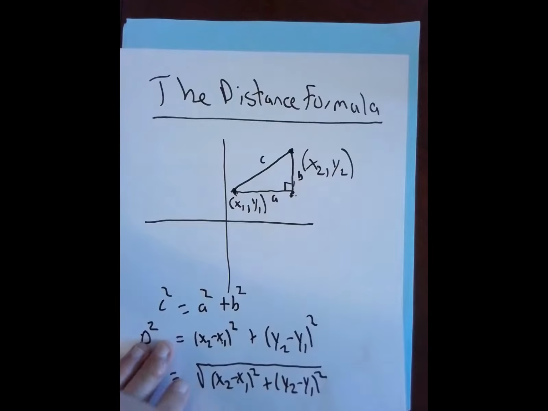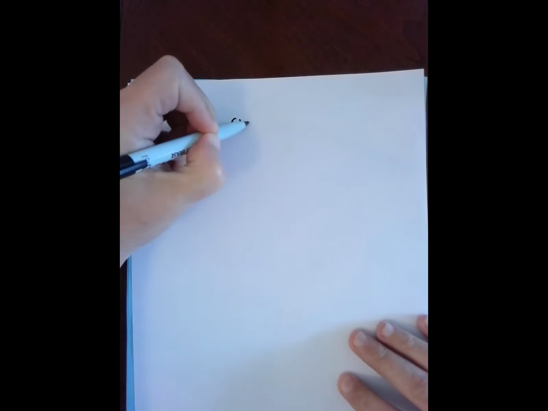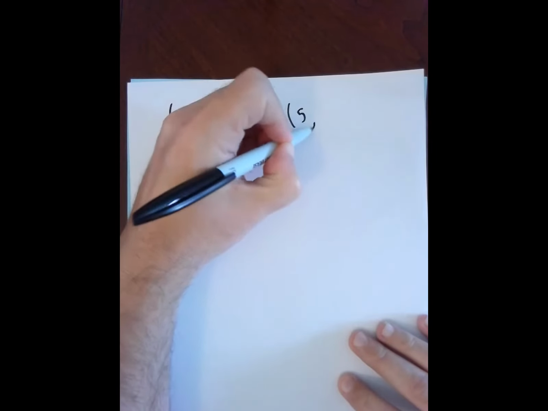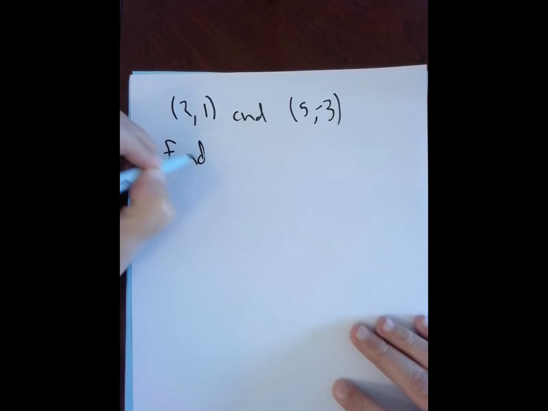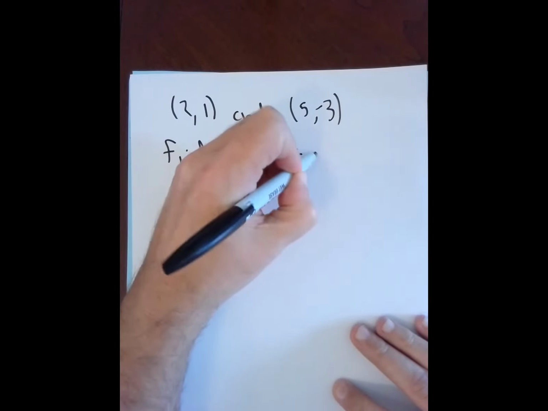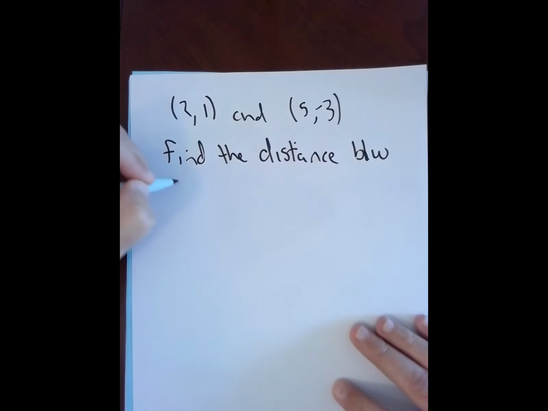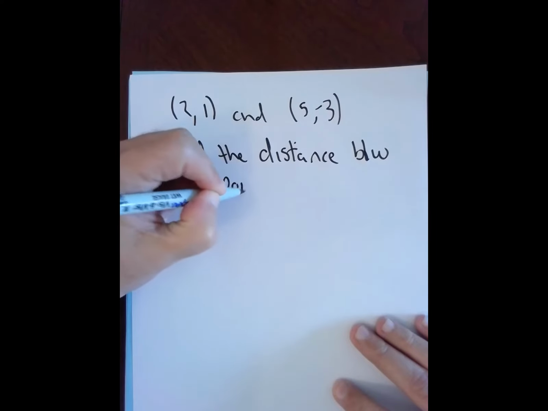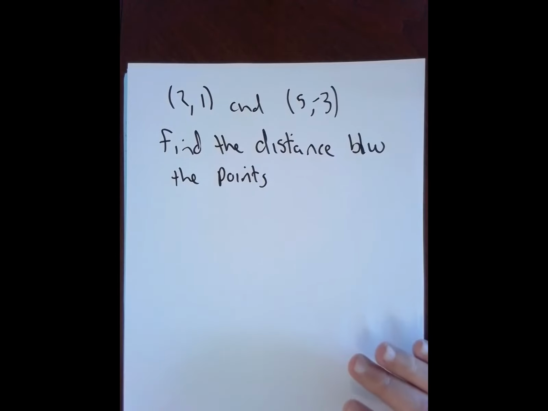Okay, let's look at an example. Let's say we have the points 2, 1, and 5, negative 3. Let's find the distance between the 2 points.